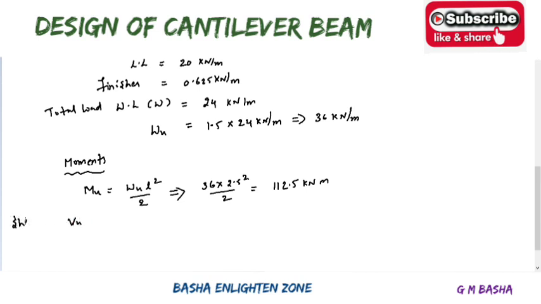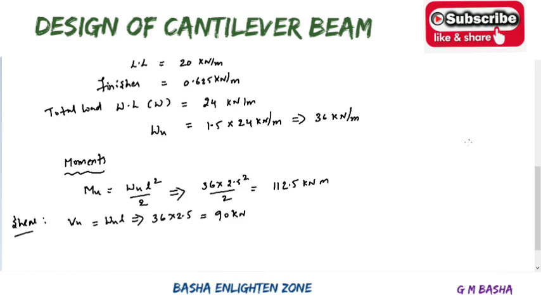Then what about Vu, which is shear, equal to W into L. That will be equal to 36 into 2.5, which is 90 kilonewton. Sorry, it is only kilonewton. So this is the procedure for finding moment and shear.